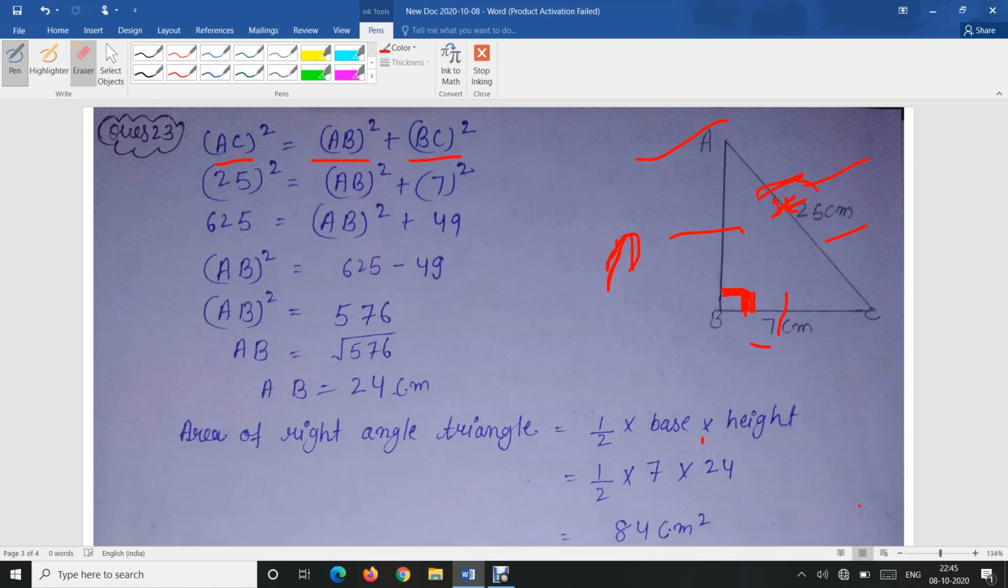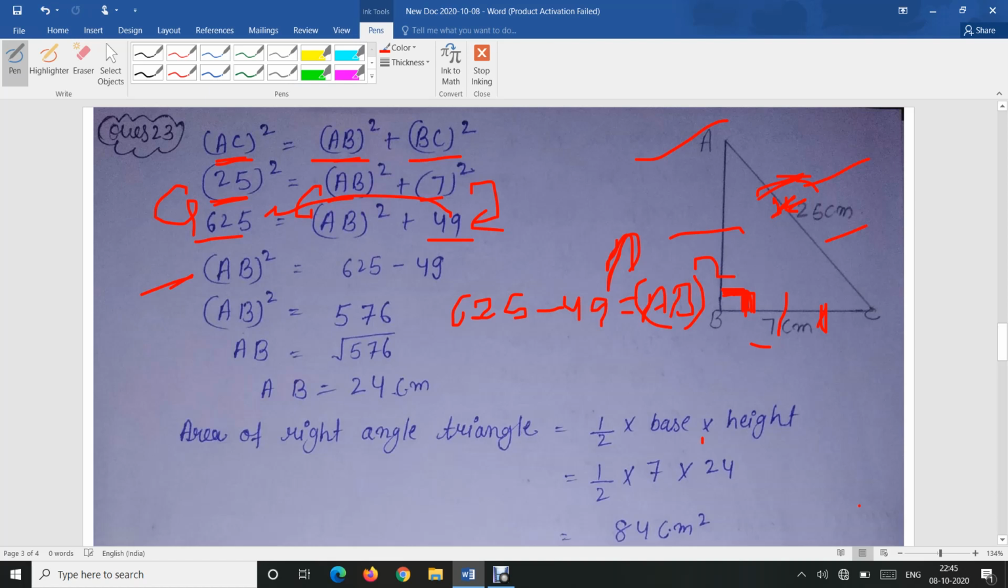Okay, now AC is 25, so you put the value of AC, which is 25 square. AB is not given, so it will remain the same, AB whole square, plus BC is 7, that is given, so it will be 7 square. Square of 25, that means 25 multiplied by 25, is 625, equal to AB square plus 7 multiplied by 7, which is 49. Now while going to the left hand side, 49 will be subtracted from 625, so 625 minus 49 is equal to AB whole square.